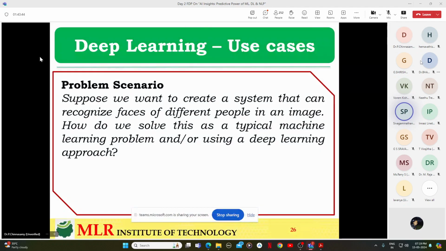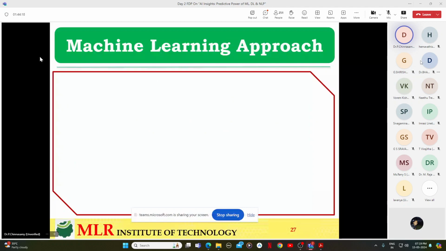The color texture of the images. Yeah, good. Any other? Sir, features, face features. Okay, now I'm going to give a solution for a machine learning approach. Eyes, yes. We will match the eyes and skin tone. Yeah, eyes, skin. Right, that is also good.